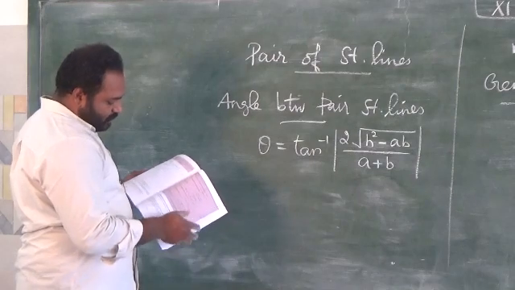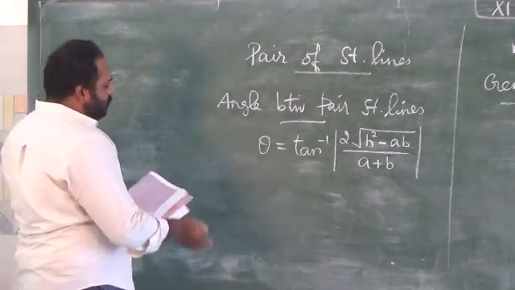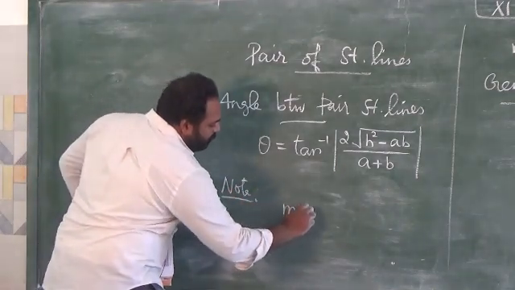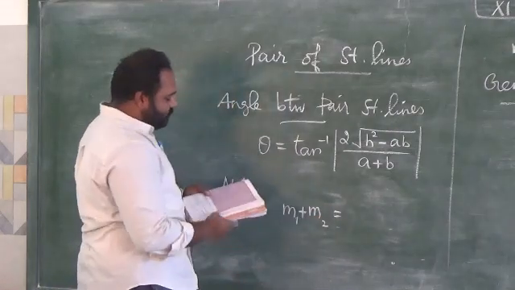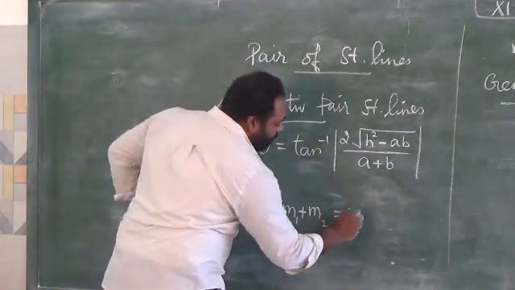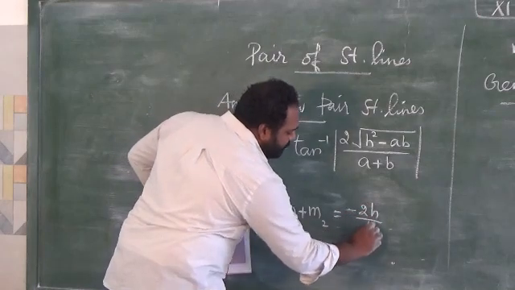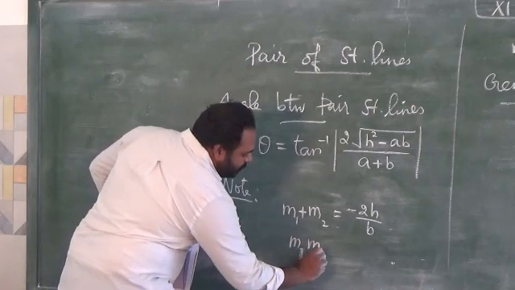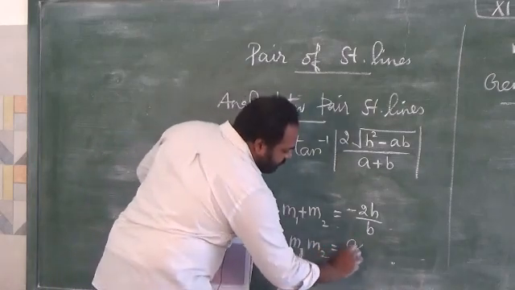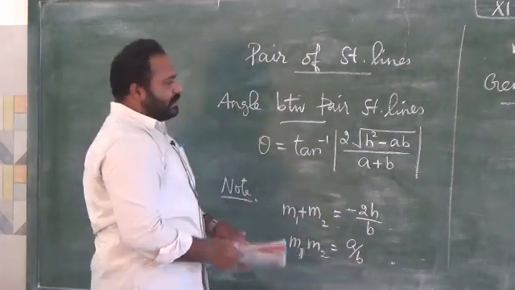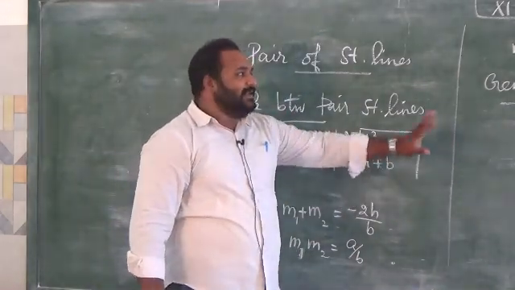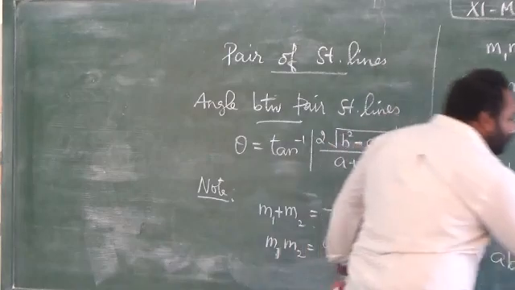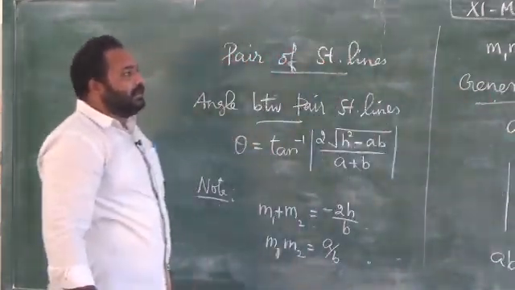Next, we have some more notes. You can take a note. m1 plus m2, when you add the two slopes, equals minus 2h by b, and m1 into m2, when you multiply, is a by b. These are the information we need for learning exercise 6.4. So now we can go and see exercise 6.4.